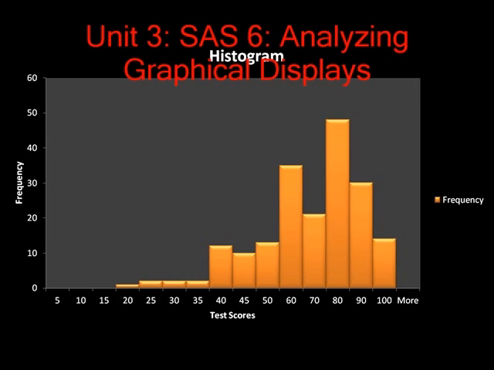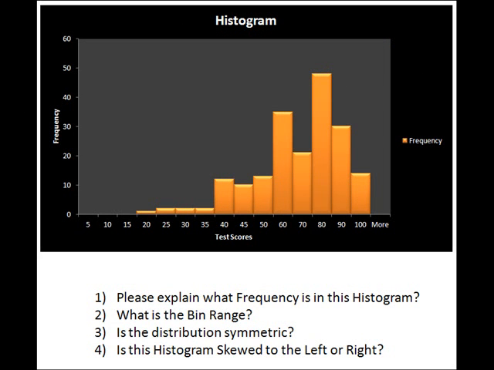Now, what I'd like for us to do is a little bit of review when it comes to histograms. So let me go ahead and show you these questions. Looking at the histogram, I want us to answer the following 4 questions. Please explain what frequency is in this histogram. What is the bin range? Is the distribution symmetric? And is this histogram skewed to the left or to the right? I'll pause the video, give you a few minutes to think about this, and then I'll call on somebody randomly to share their answers with me.